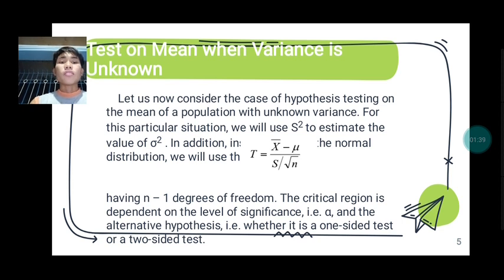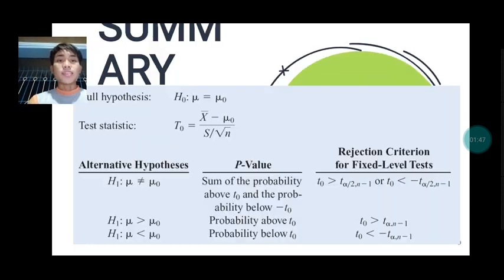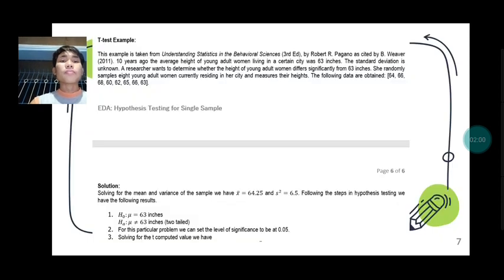The critical region is dependent on the level of significance and the alternative hypothesis, whether it is a one-sided test or a two-sided test. So we have here our summary: the null hypothesis, the test statistic, the alternative hypotheses, p-value, and rejection criteria for fixed-level tests. So we have here our example.